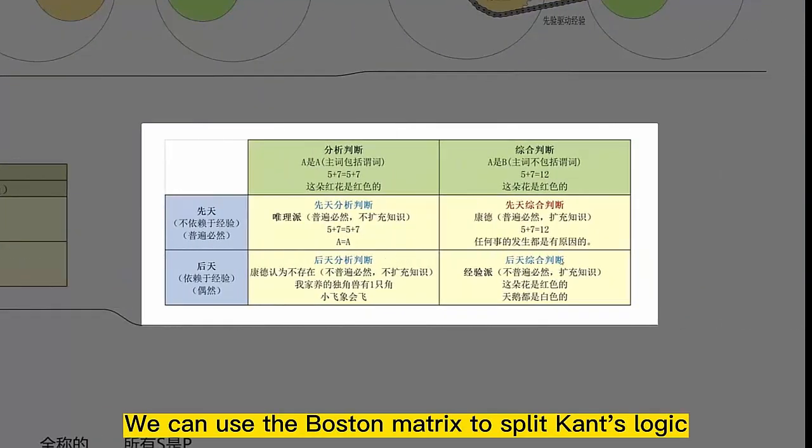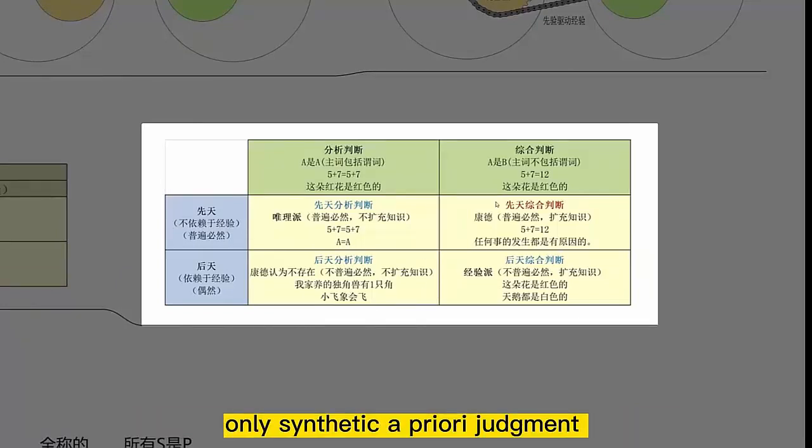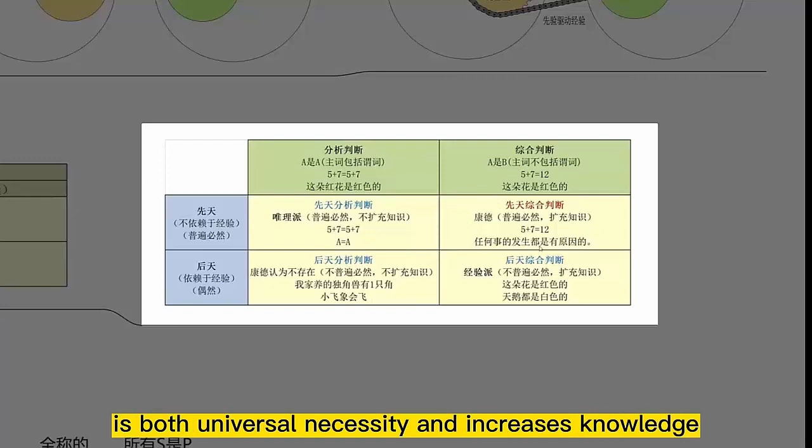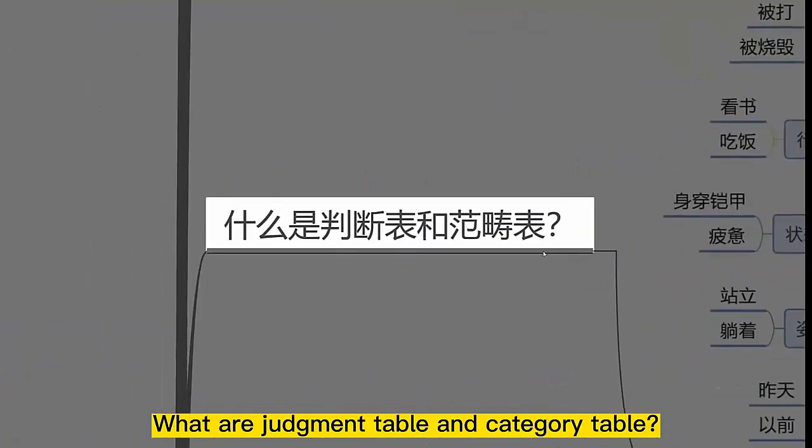We can use the Boston matrix to split Kant's logic, and out of the four combinations, only synthetic a priori judgment is both universal necessity and increases knowledge, which is the real knowledge that Kant is looking for. What are the judgment table and category table?